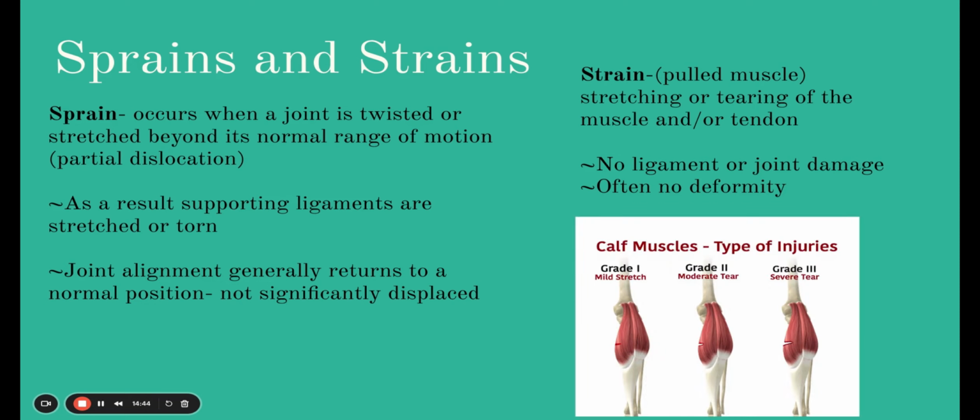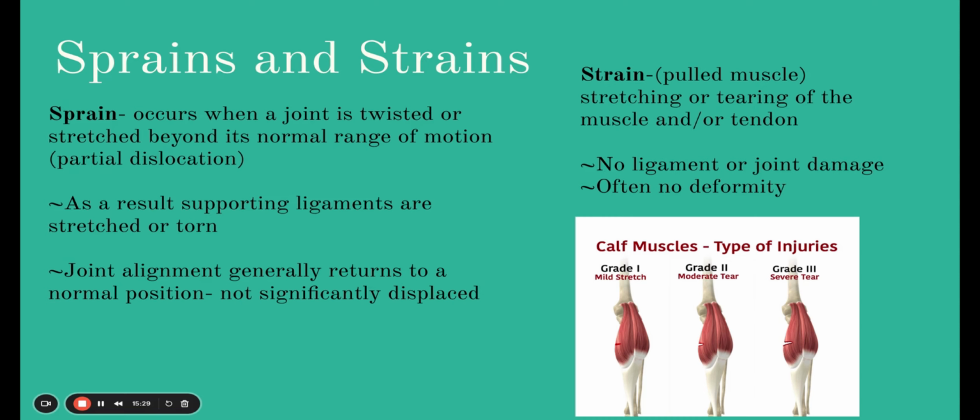Then we have sprains and strains. A sprain occurs when a joint is twisted or stretched beyond its normal range of motion. It's like a partial dislocation, so it kind of pops out, but then it goes back into place. As a result, the supporting ligaments are either stretched and damaged, or they can be completely torn. It can definitely tear and not completely dislocate, but that would be considered a sprain. Joint alignment generally returns to a normal position and it's not significantly displaced, but it's still very painful.